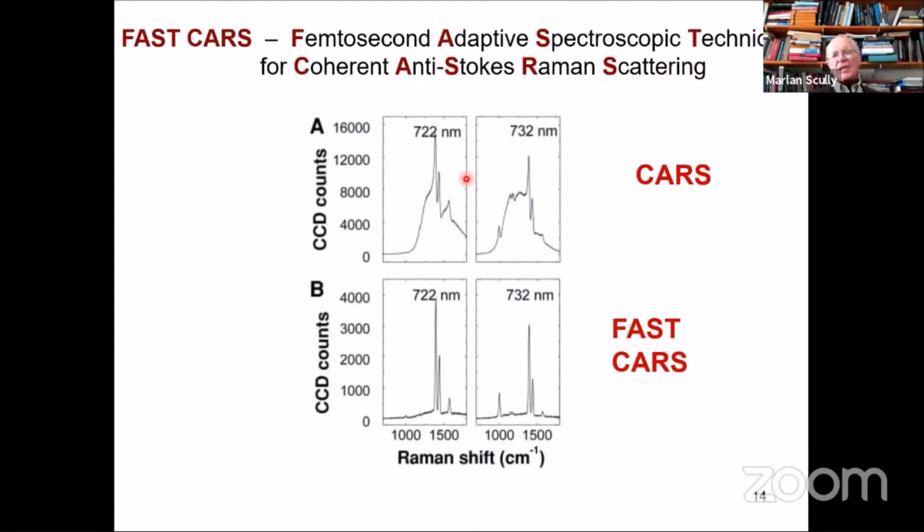So ordinary CARS, right, would give you a signal like this in our experiments. And we're looking at calcium dipicolinate, 17 more or less atoms, fairly simple structure. And if you look at driving frequencies on the order of 730, you get this. If you go 722, you get something that's kind of a mess, but still discernible from that. But now if you use an adaptive spectroscopic technique in which you, first of all, create the pulses just right, and then turn them on and off at just the right times, you go from CARS to this femtosecond adaptive technique, which gives you a very nice sharp signal. And that's the business of fast CARS.